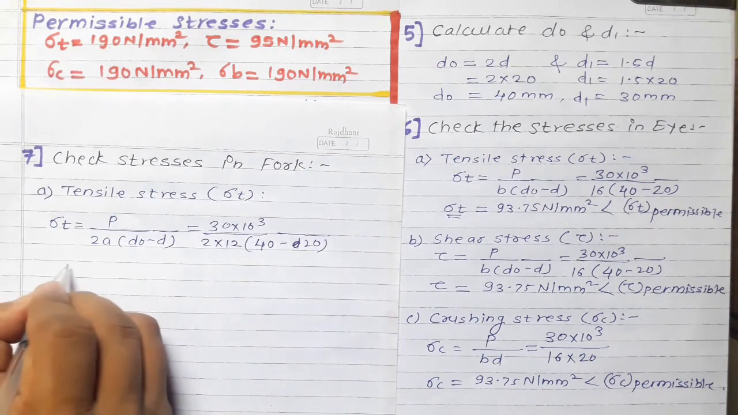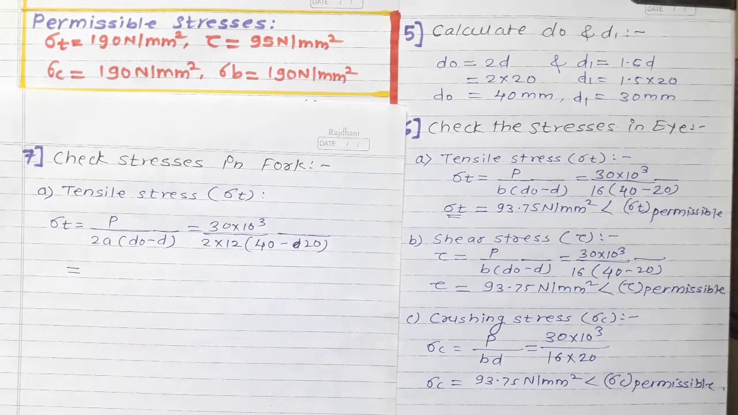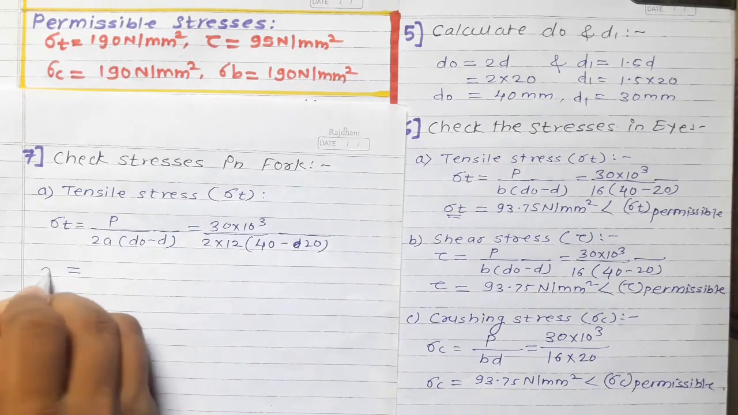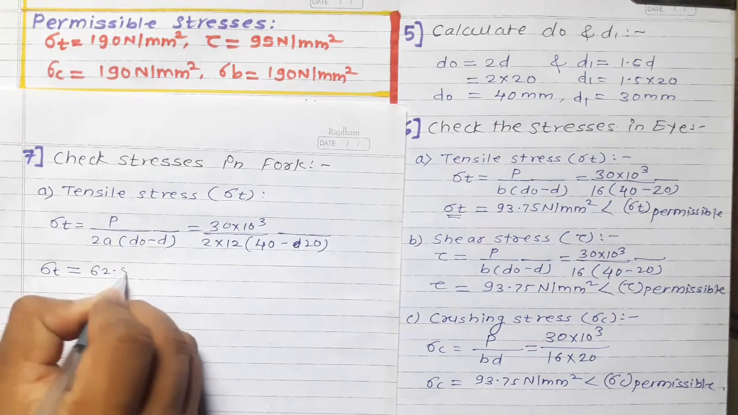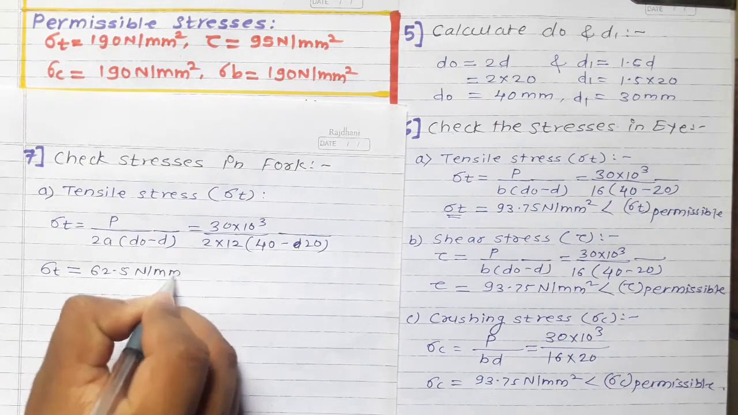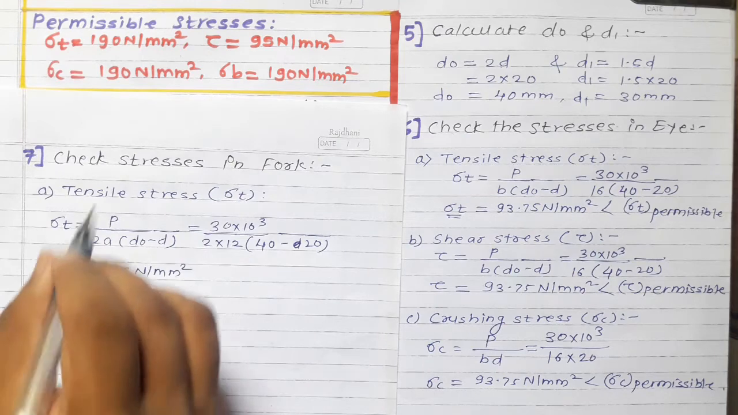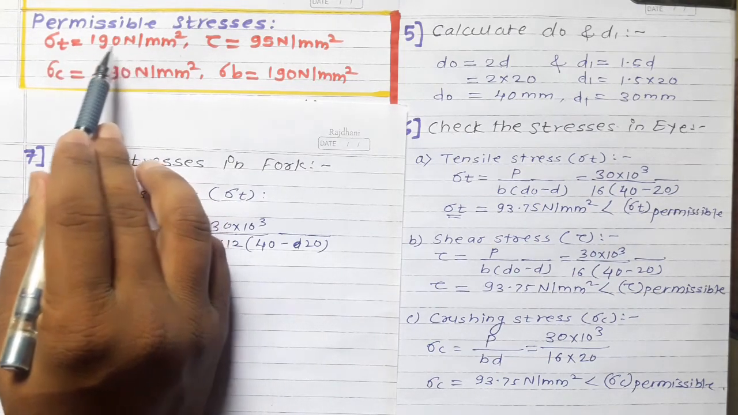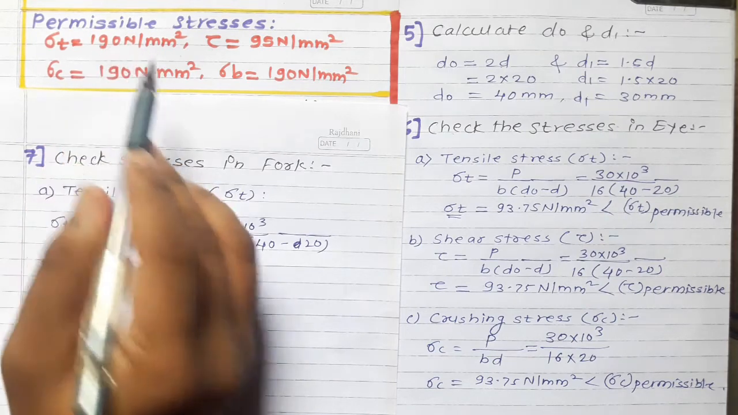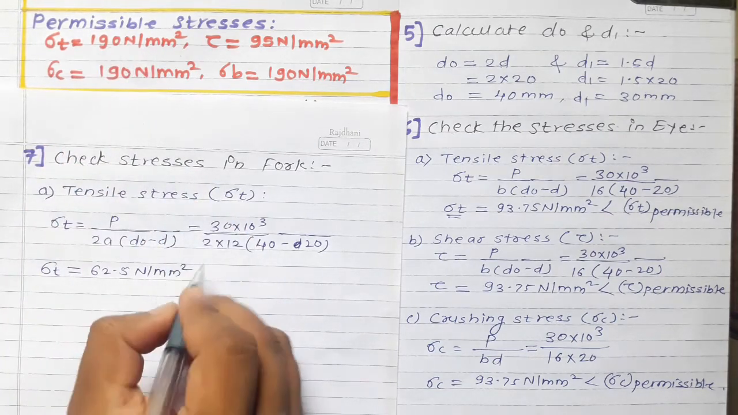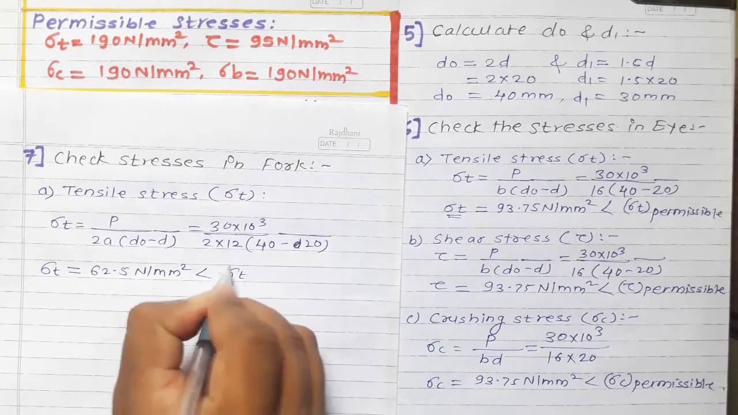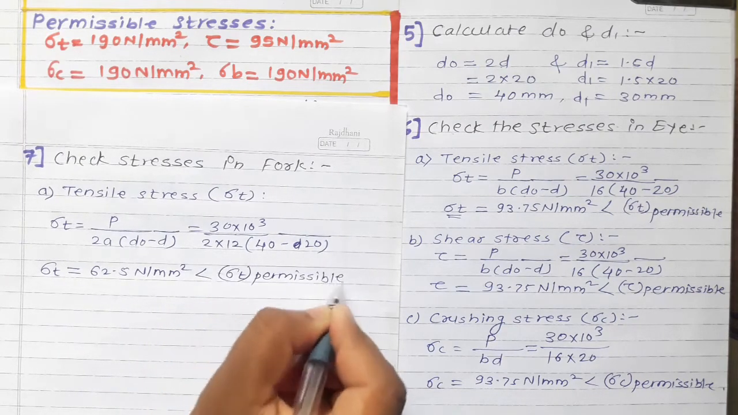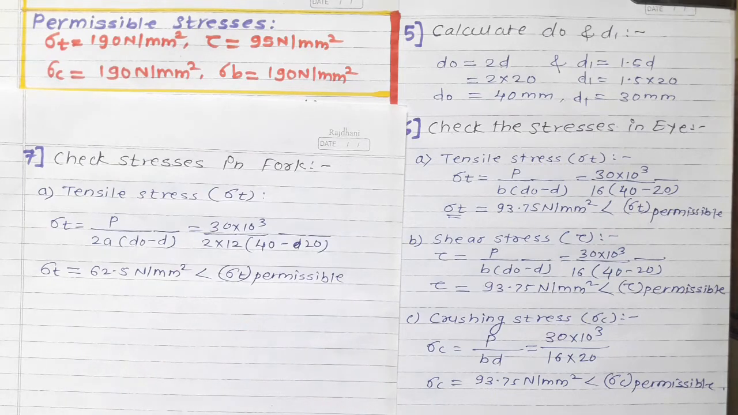Now let us calculate this induced tensile stress in the fork. So the answer of this induced tensile stress in the fork is 62.5 Newton per mm square. If you compare this induced tensile stress with the permissible tensile stress for this knuckle joint, which is 190 Newton per mm square, we can say that this induced tensile stress is less than sigma T permissible, and therefore the design of fork under tensile stress is safe.